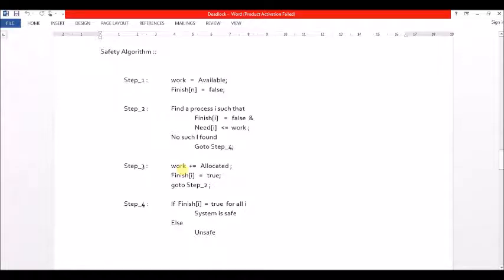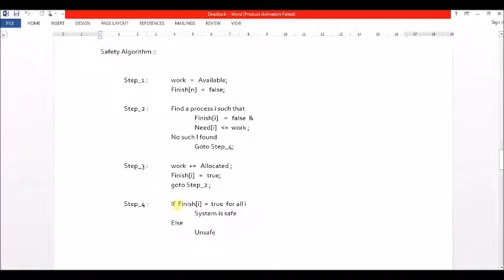Now suppose a new customer is requesting a loan and he needs 60,000 rupees. So again we go to step 2. At this time, yes, there is one customer whose request is still not successfully completed, but his need is greater than the available money, because his need is 60,000 rupees and we have 50,000 rupees available. So again no such process is found, and we go to step 4.